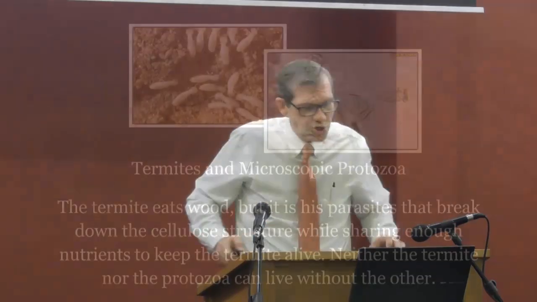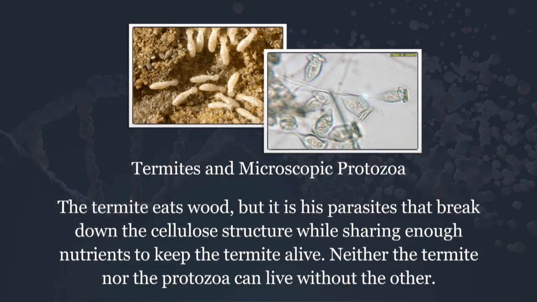Here's another example: termites and microscopic protozoa. The protozoa is like a parasite that breaks down the cellulose structure in the timber that the termite's eating, but it shares enough nutrients to keep the termite alive. Neither the termite nor the protozoa can live without the other. So we think, well, my house got eaten by termites. No, it's actually the protozoa doing it, but they're working together.